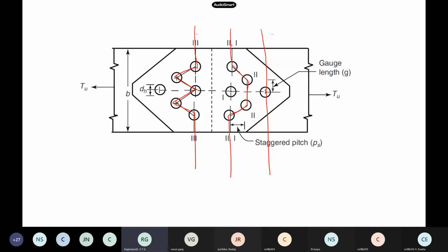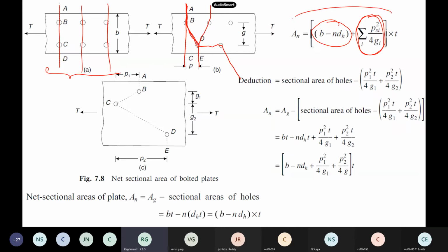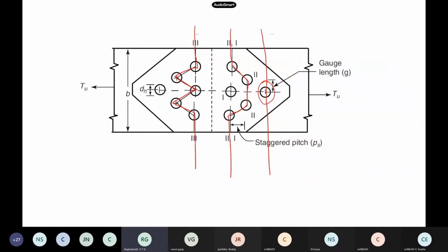So here, can you tell me what is the area of this section? This section 1, what is the net area here? What is the net area along 1-1? B minus n d_h into t. B minus d into t. Fine.